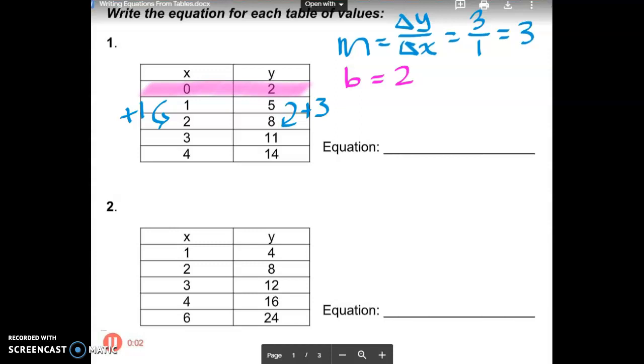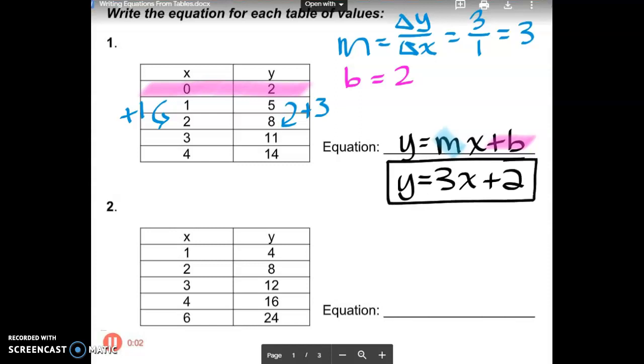The slope-intercept form of a line is y equals mx plus b. Our m value is going to be 3. Our b is going to be positive 2. So we write y equals 3x plus 2. Yes, we have to write the y equals mx plus b because we want to ingrain that into our head.